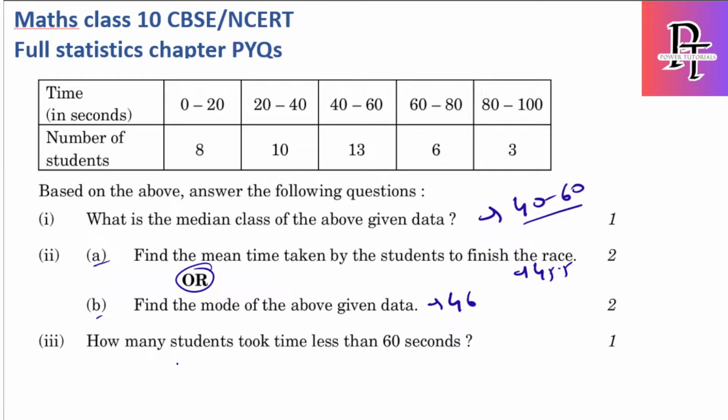Okay, and the last one: how many students took time less than 60? Less than 60 means between these three, so just add all three. It is 8 plus 10, 18, 18 plus 13 is 31.